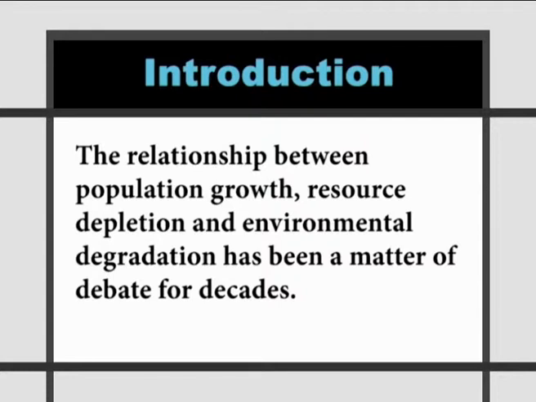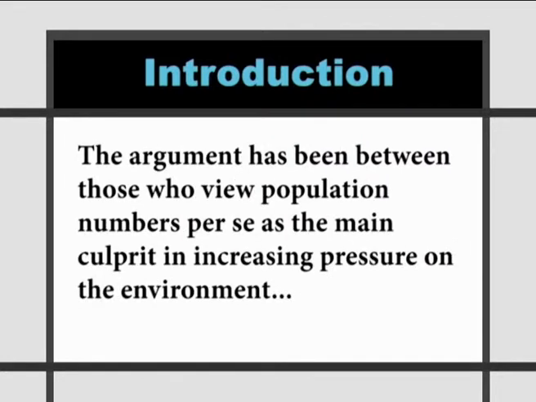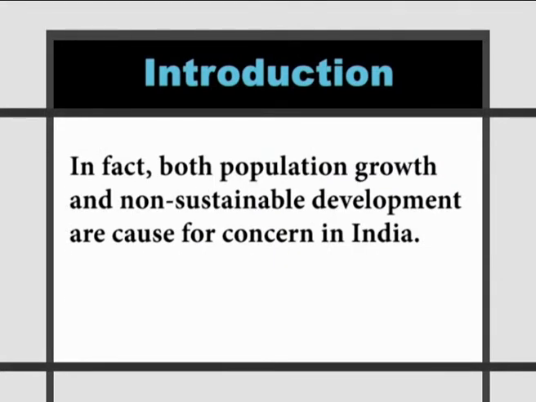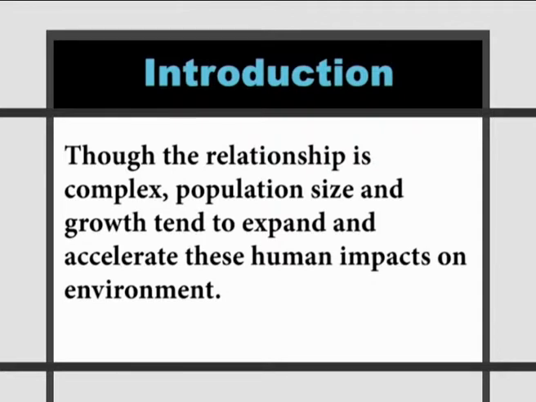The relationship between population growth, resource depletion, and environmental degradation has been a matter of debate for decades. The argument has been between those who view population numbers per se as the main culprit in increasing pressure on the environment and those who place more blame on economic development, non-sustainable agriculture, industrial practices, and excessive and wasteful consumption. In fact, both population growth and non-sustainable development are cause for concern in India. Though the relationship is complex, population size and growth tend to expand and accelerate these human impacts on the environment. What is more of a concern is that the population will rise to such an extent in future that it will cause overall scarcity of resources.